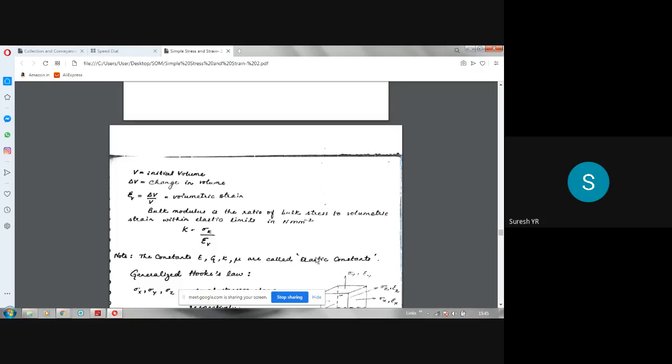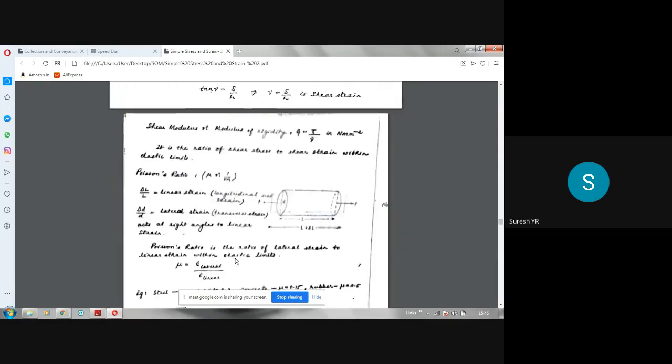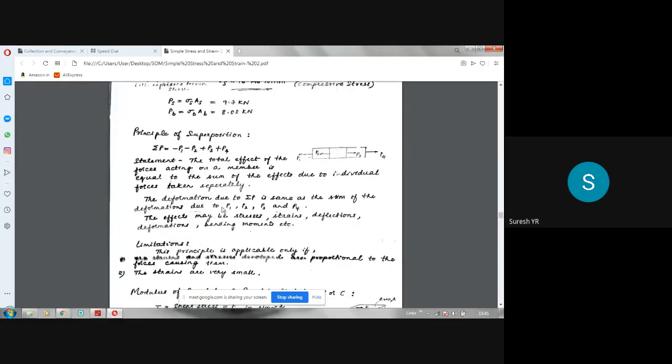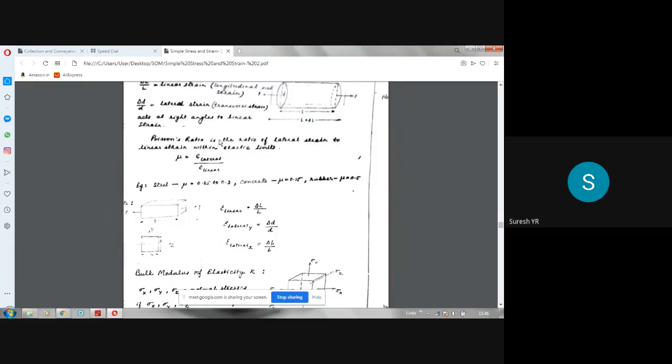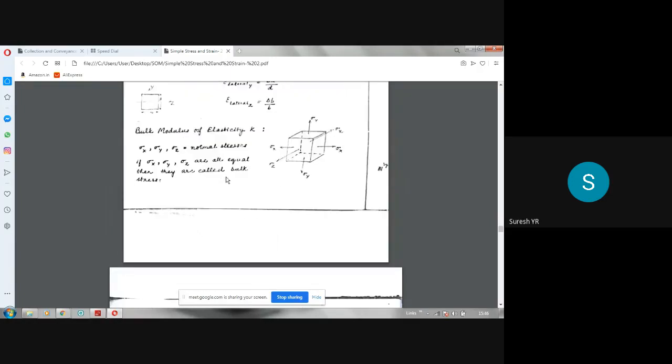Later on, we have to derive the relationship between these four elastic constants. So define elastic constants, derive the relationship between them. So like then you can ask. There are two important derivations that I will take up later. So this is in Newton per mm square. This is in Newton per mm square. This is in Newton per mm square. This no unit. So this is about the modulus of rigidity, principle of superposition, and its limitations, modulus of rigidity, Poisson's ratio, and bulk modulus of elasticity.